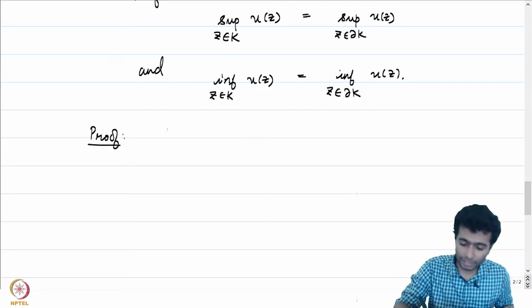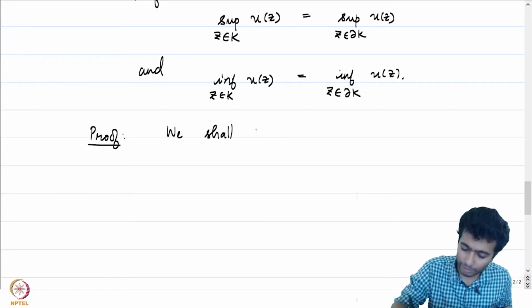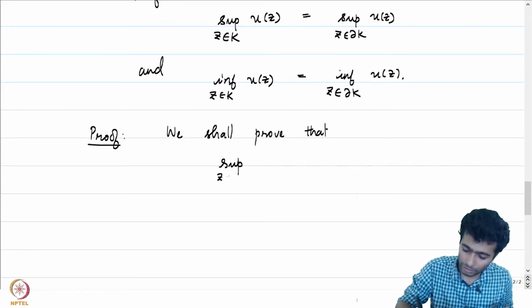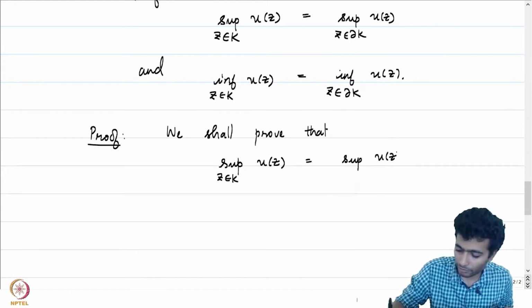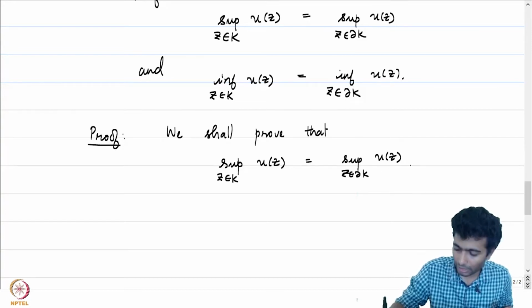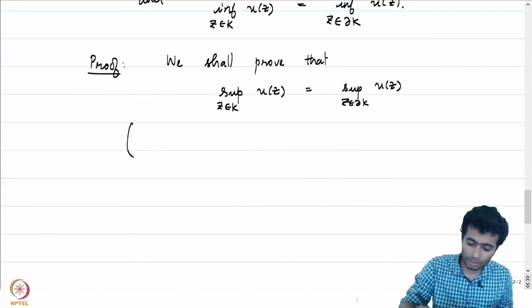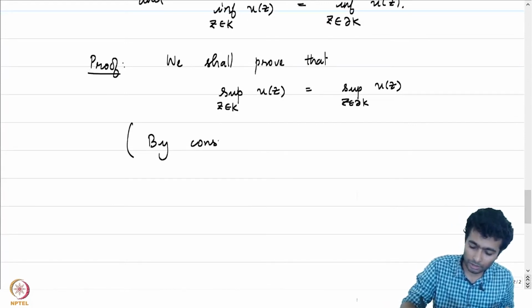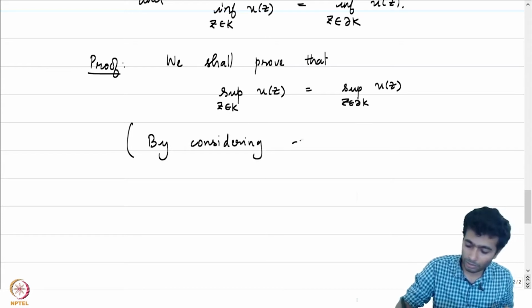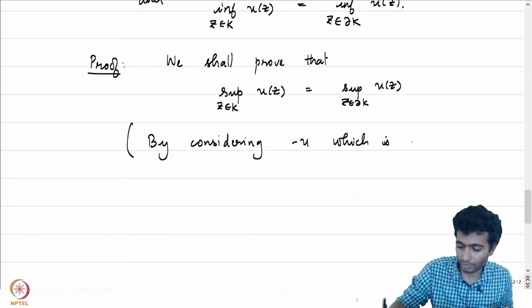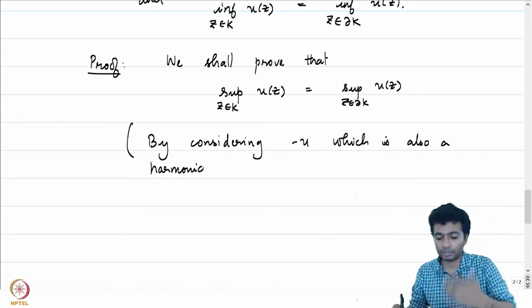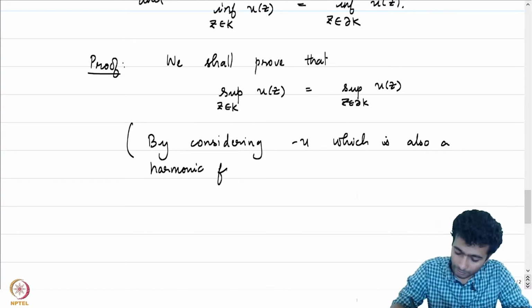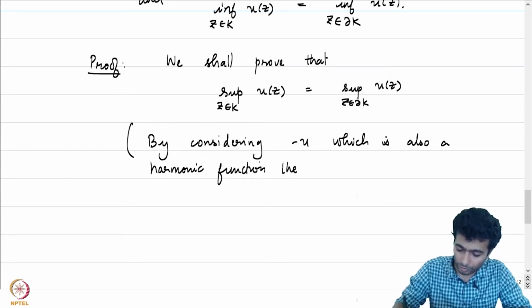So the first thing to note, we shall prove the first statement. We shall prove that the supremum of u of z for z in K is equal to the supremum of u of z in the boundary of K. By considering minus u, which is also a harmonic function, we can conclude the second statement. The second statement follows.